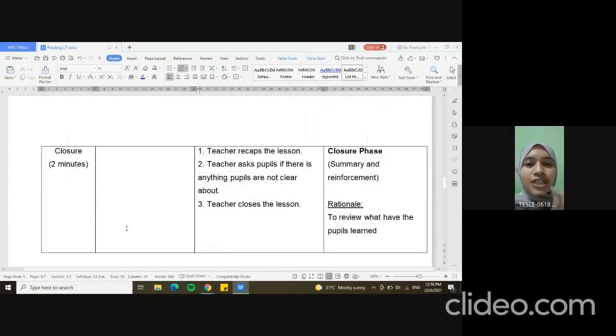And lastly, for the closure, the teacher will recap the lesson by asking pupils if there is anything they are not clear about, and then after the pupils have given their feedback and opinions, the teacher will close the lesson by reviewing what the pupils have learned.